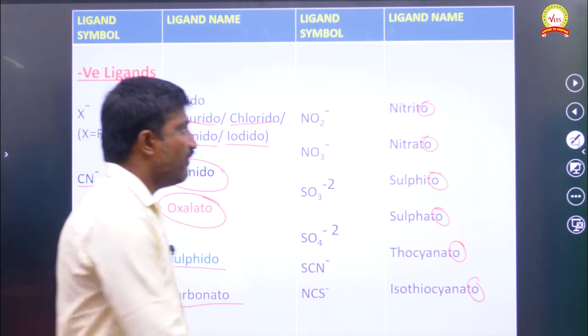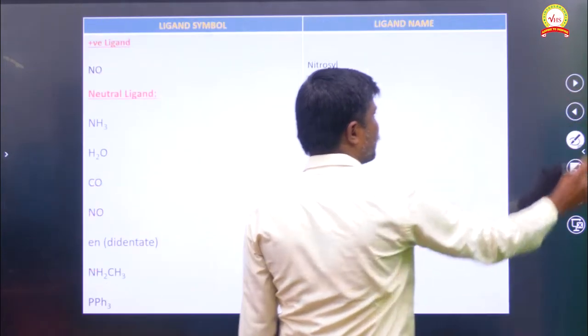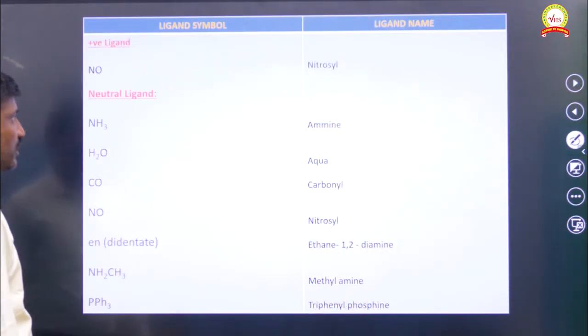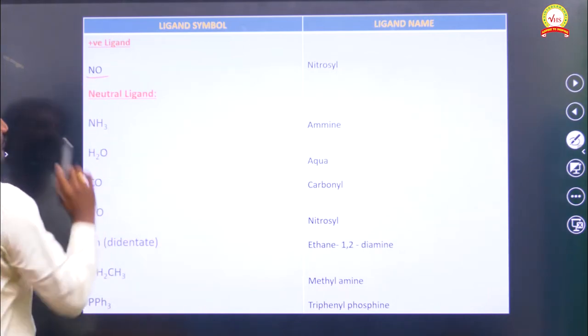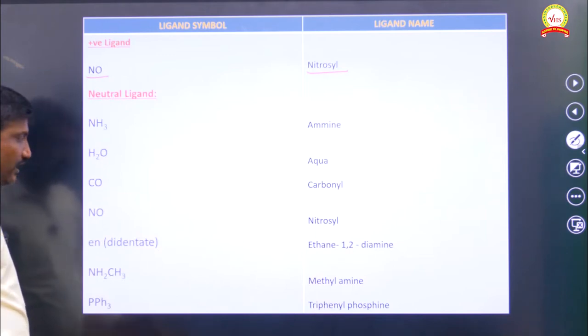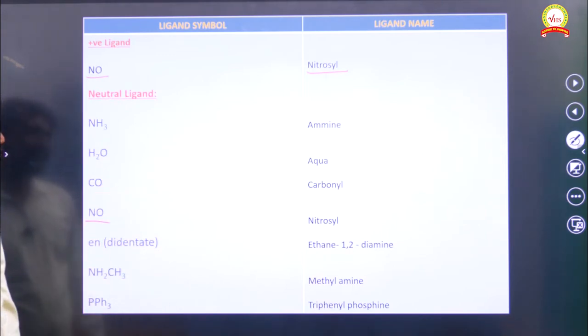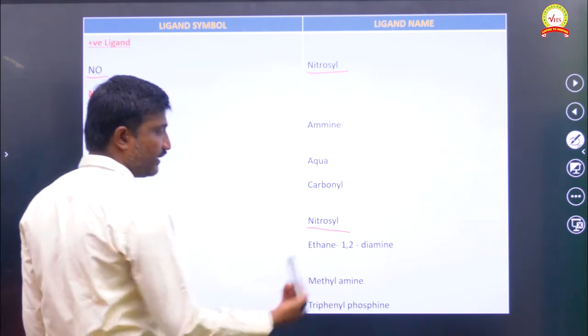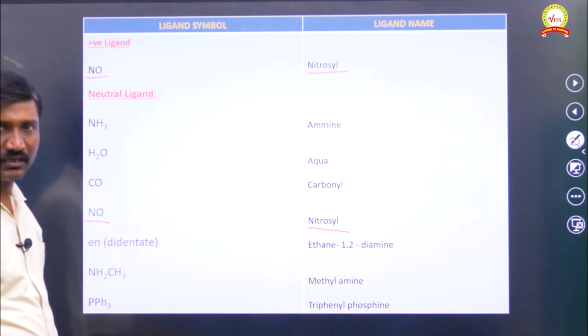Let us see what are the different examples for the positive ligands or neutral ligands. Okay. A positive ligand we can take as nitrosyl. If the same NO is behaving as a neutral ligand, the name is the same, nitrosyl. Okay.